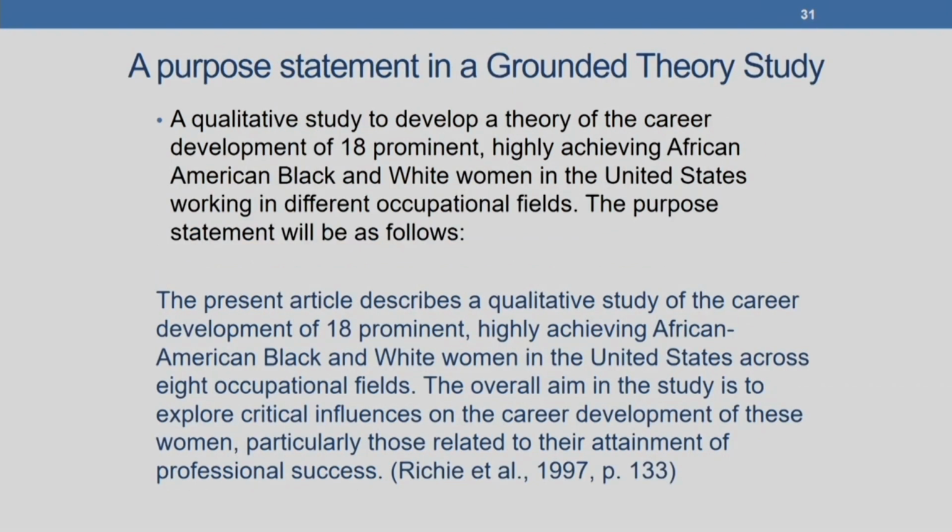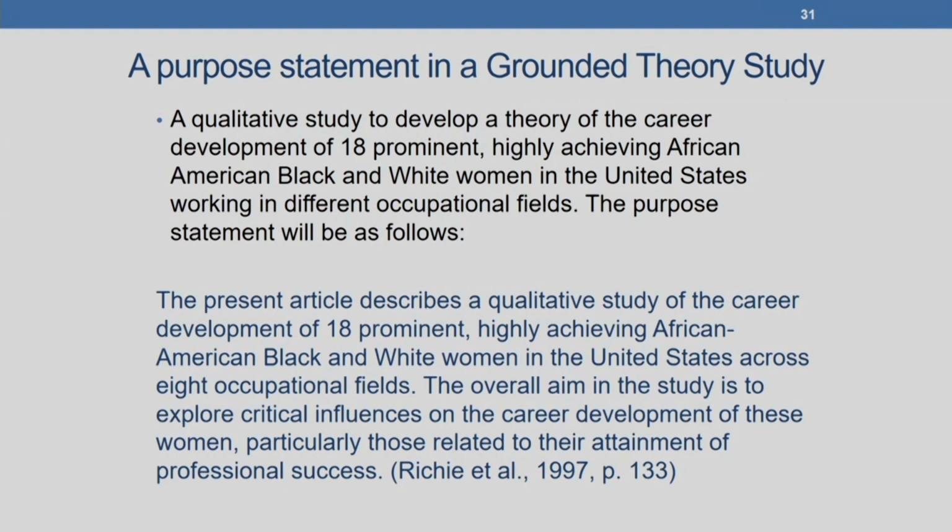Moving on, let us look at a purpose statement in the case of a grounded theory study. This is a paragraph taken from Ritchie et al., 1997. They conducted a qualitative study to develop a theory of the career development of 18 prominent, highly achieving African American, black and white women in the United States working in different occupational fields. In the second paragraph of their study, they stated their purpose as follows. The present article describes a qualitative study of the career development of 18 prominent, highly achieving African American, black and white women in the US across 8 occupational fields.